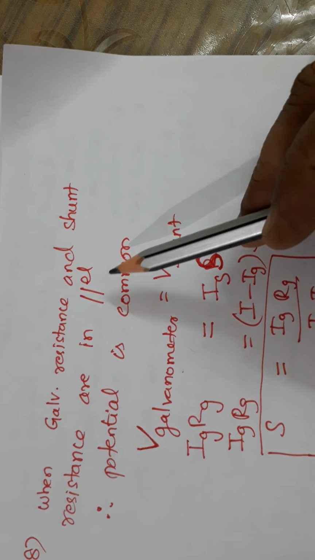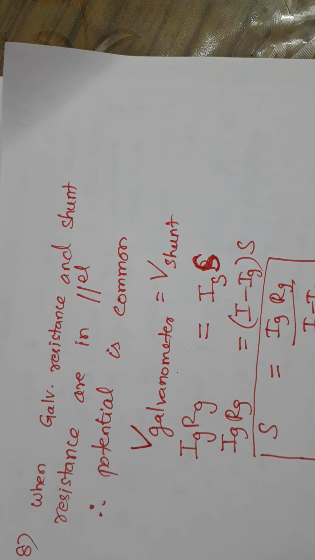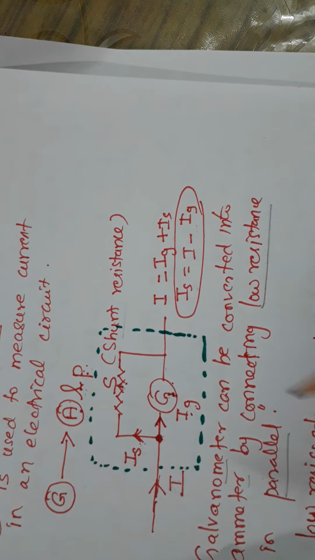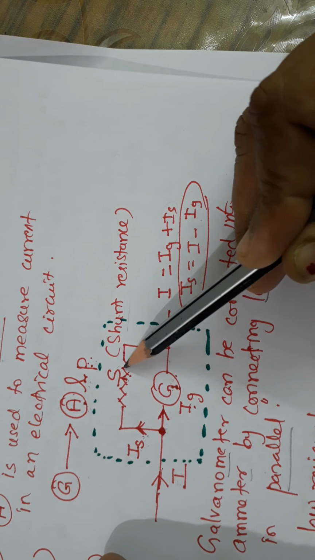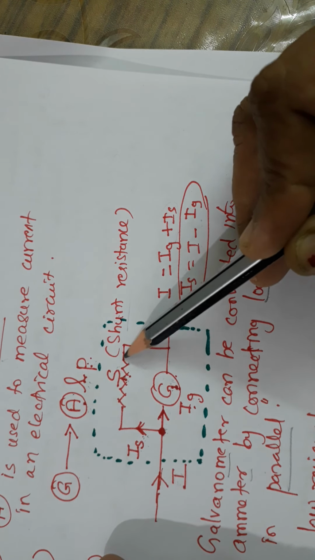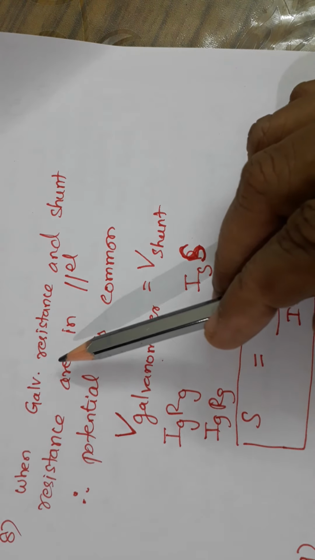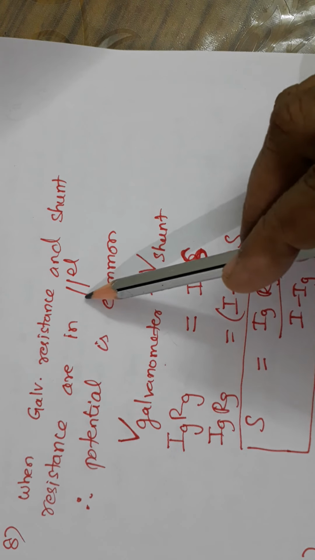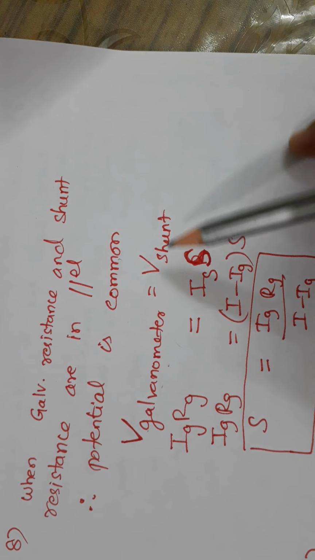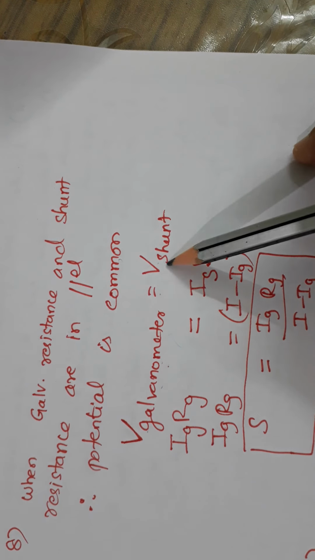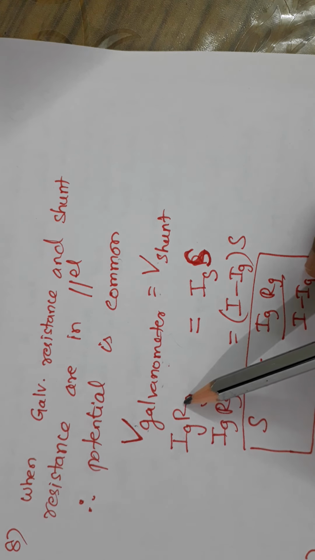So when galvanometer and shunt resistance are in parallel, right? Look at this diagram. You can see the galvanometer and the shunt resistance, both are in parallel, right? In parallel connection, you have learnt in the second lesson, what is common? Potential is common. So when galvanometer resistance and shunt resistance are parallel, potential is common. What I mean is, galvanometer potential and shunt potential are equal. So to find the value of V, you are going to apply Ohm's law.